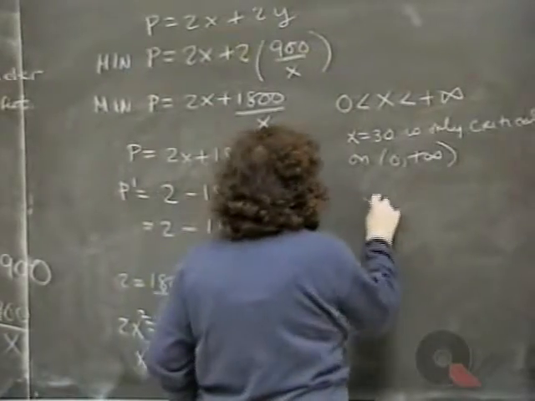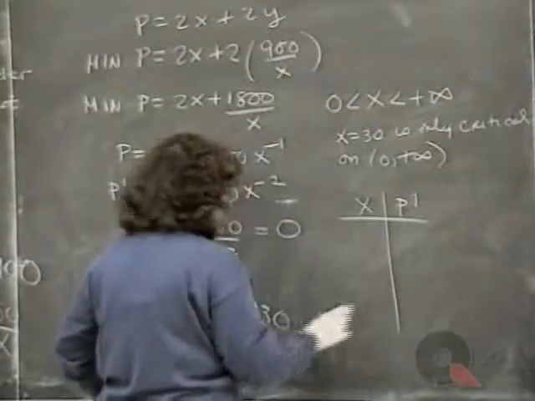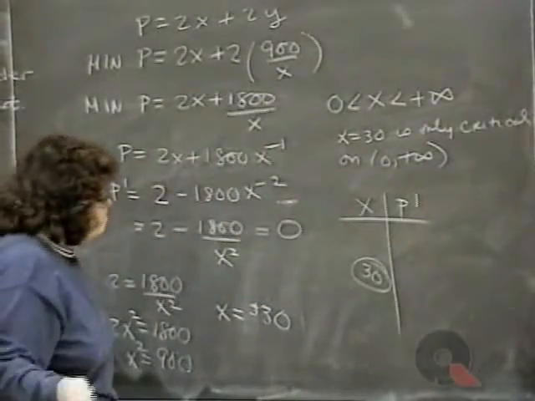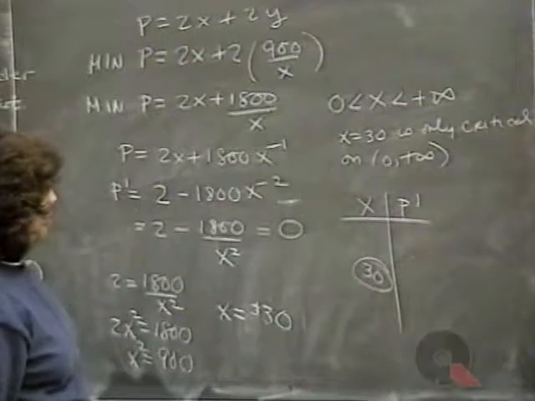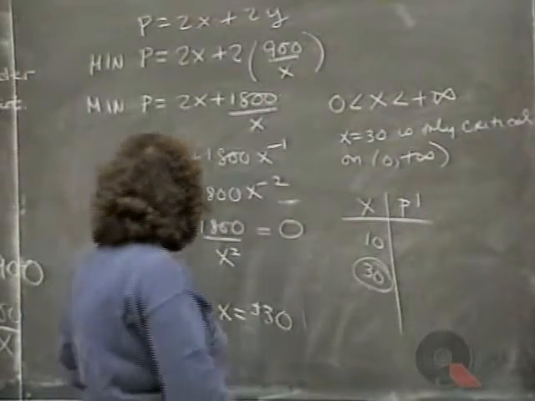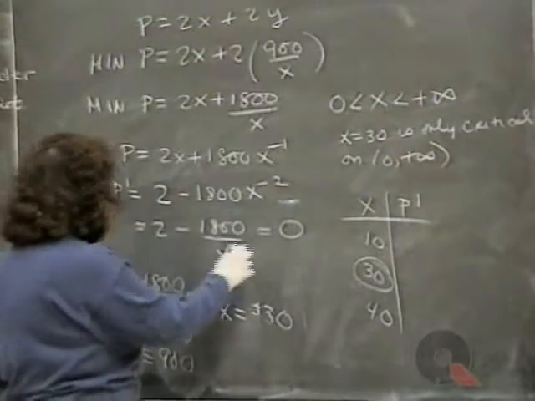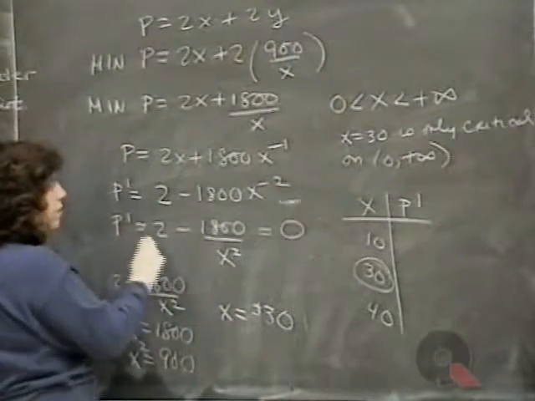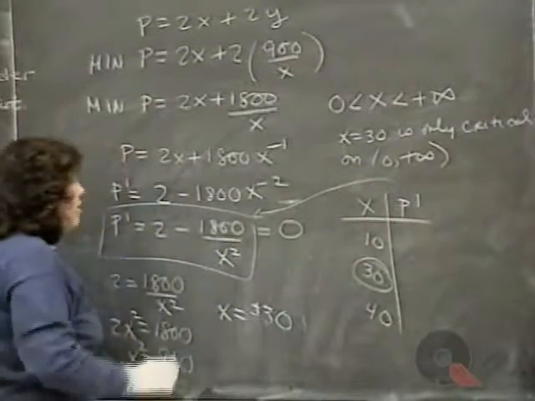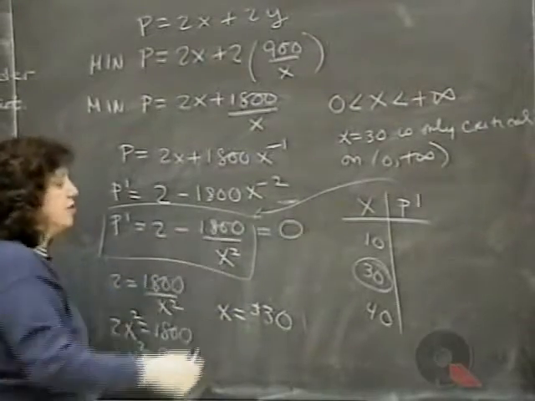Now how would we show that? We'd make a chart, x against p prime. We'd take our critical number of 30, and try a value less and a value more. Anything that is convenient. You could try 10. You could try 40. If you substitute 10 into p prime, this is a nice form for p prime to use: 2 minus 1800 over 100. 2 minus 18, it's certainly negative.